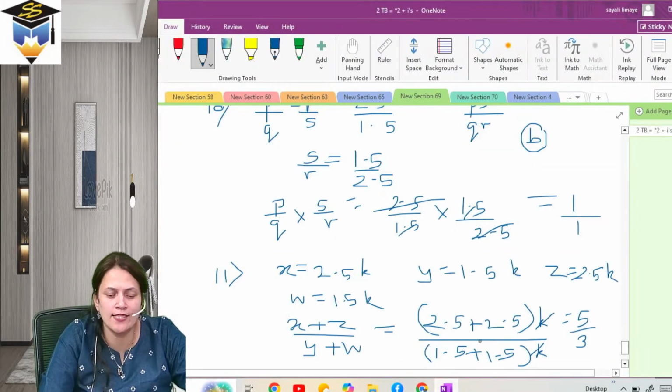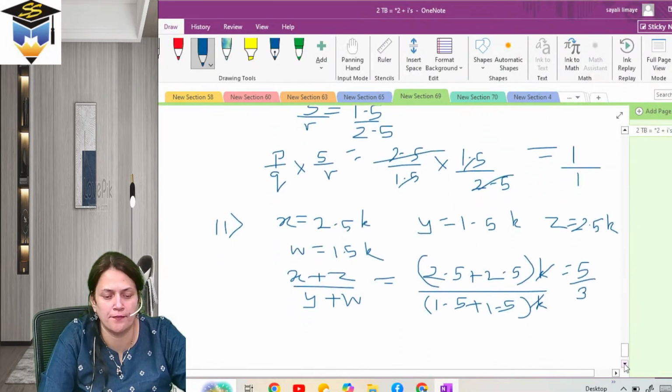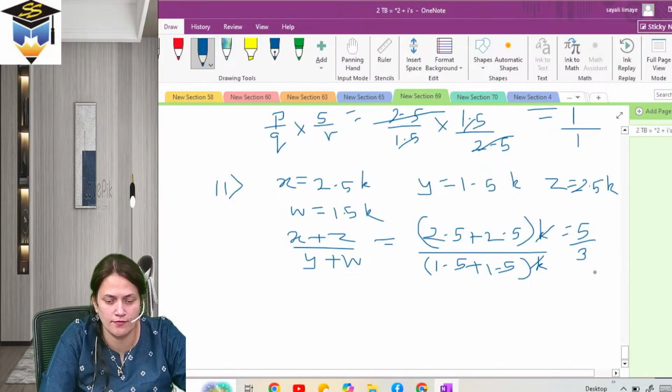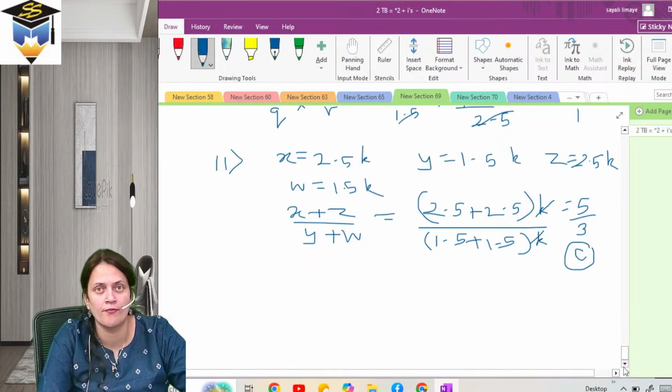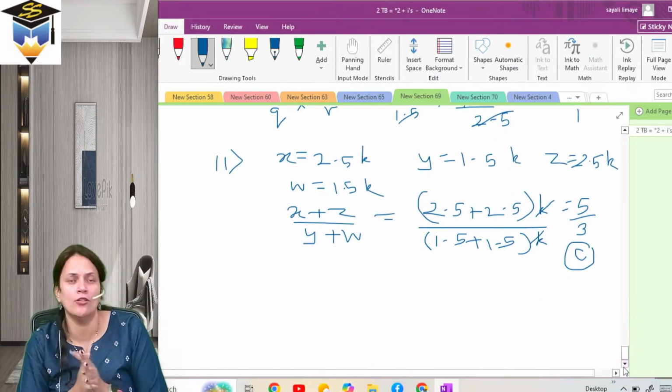So the answer of 11 is option C. Option C for question number 11. If you have any doubt, do let me know.